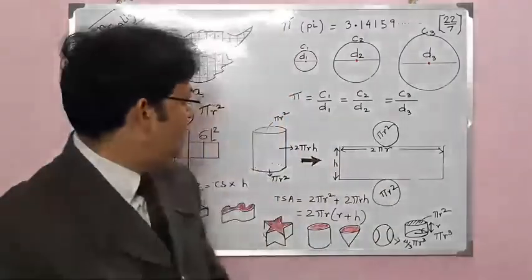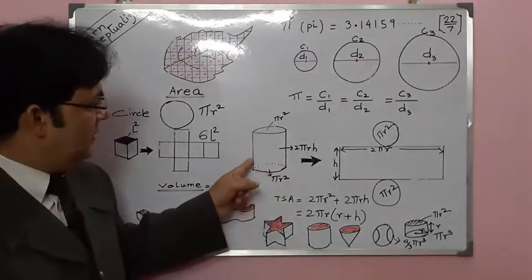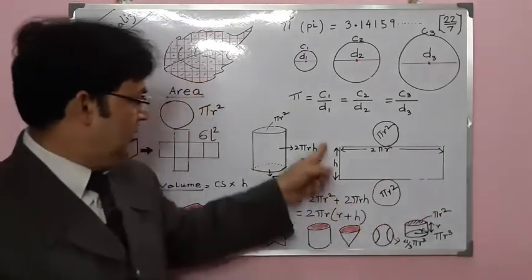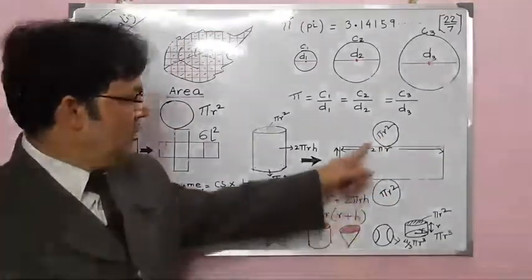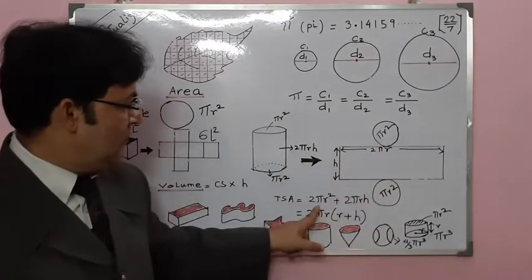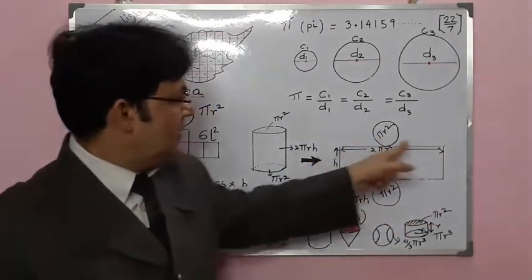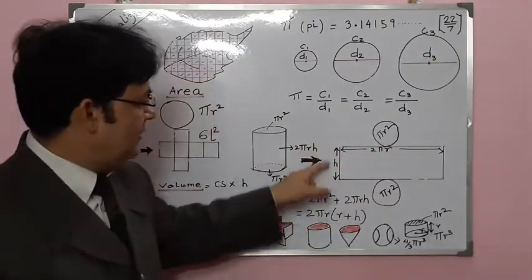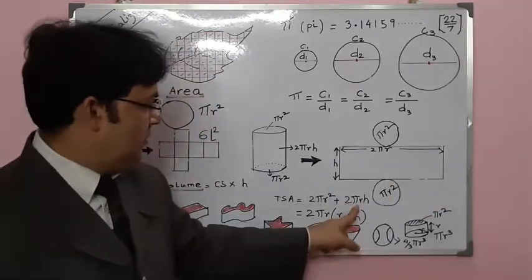But I will be explaining how to get the total surface area of a cylinder. Look at this cylinder. This has been cut open. If you cut it open, you get a rectangle like this, and the two circles come here and here. One circle is pi r square, two circles is 2 pi r square. I have written 2 pi r square, this one and this one. And what about this one? This length is the circumference of the circle, that is 2 pi r. And what about this height? H. So 2 pi r into h gives you the area of this rectangle.